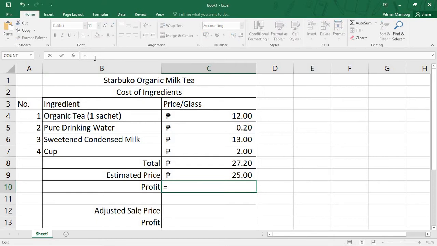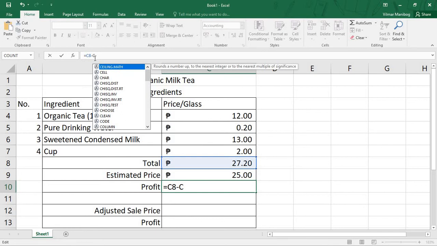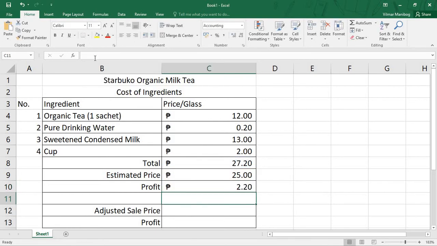Of course, we're going to subtract that. C8 minus C9. Yes. Okay, may ganansya kang 2 at 20 centavos. 2 pesos and 20 centavos. That's your profit.